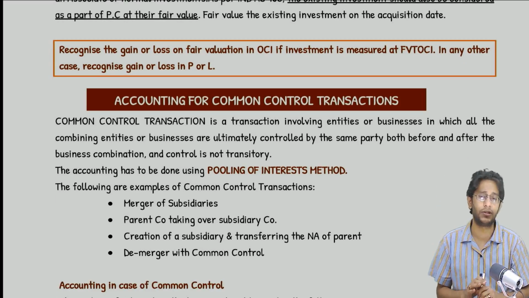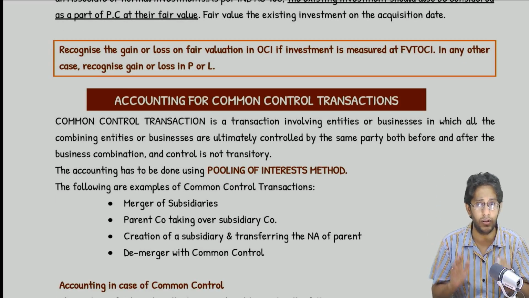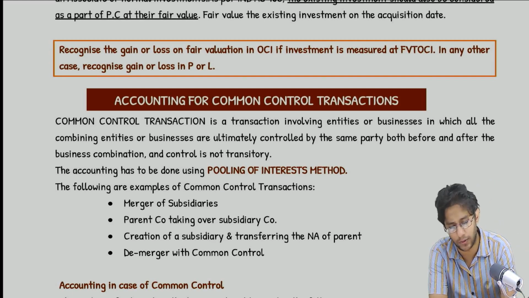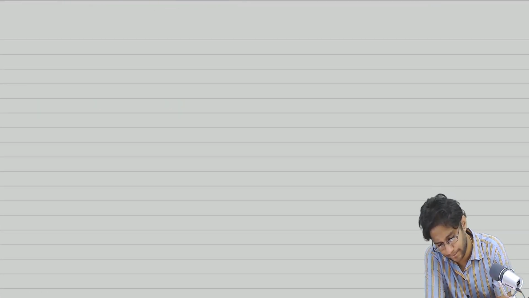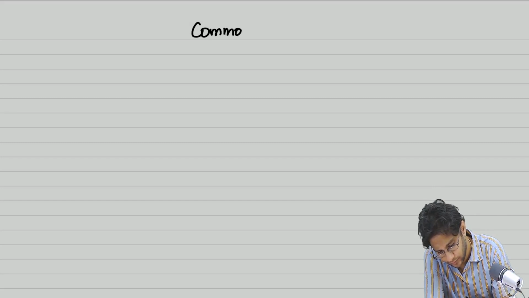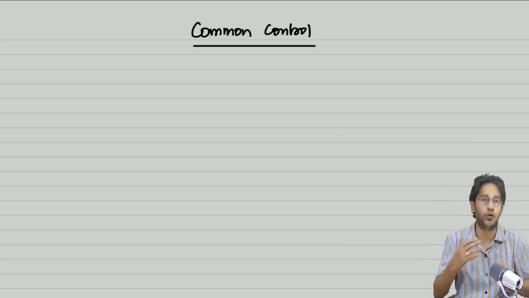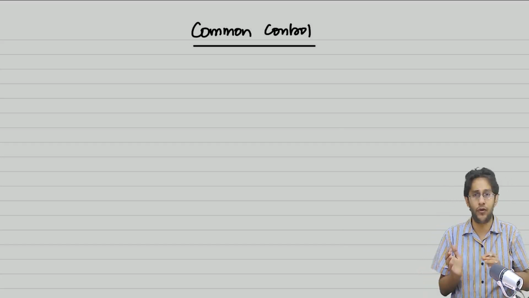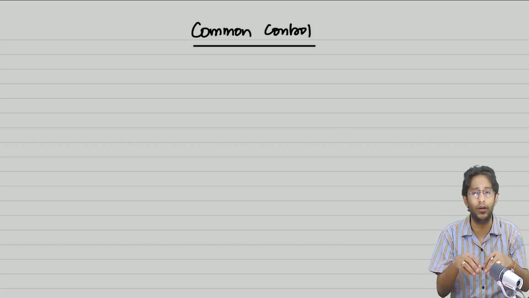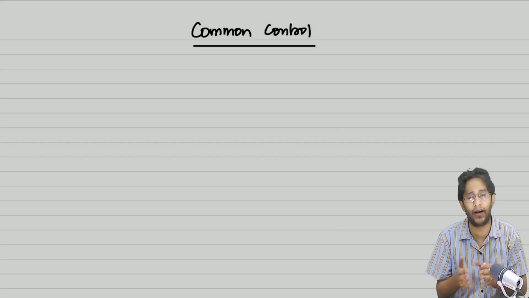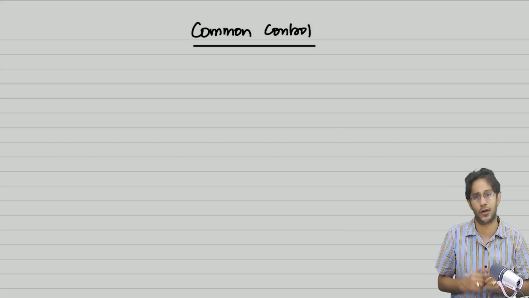That's all, sir. We have pretty much covered all the concepts relating to the straight acquisition method. Now coming to the next aspect, which is called common control transaction. Common control transaction means it looks like a business combination arrangement, but before and after the arrangement, the control is with the same party. If the same person controls the business before and after the arrangement, it is called a common control transaction.